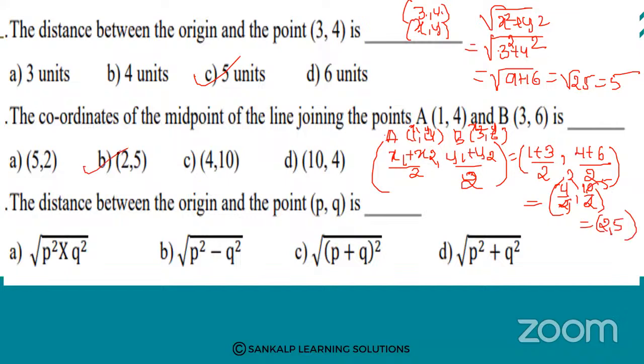Option B is right. The distance between the origin and the point P, Q is, okay, distance between the origin and the point P, Q. When they give x, y, you will get root of x square plus y square. When they give P and Q, you will get root of P square plus Q square. So in place of P, Q, they may give A and B. Then you will get A square plus B square, right?